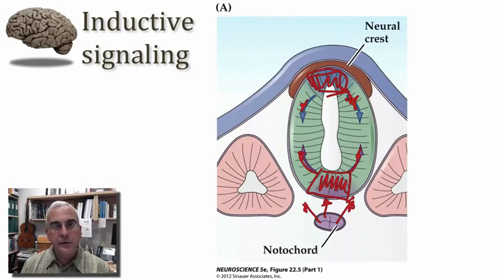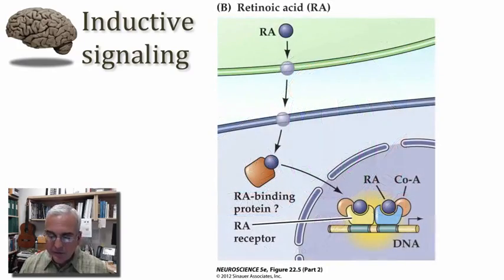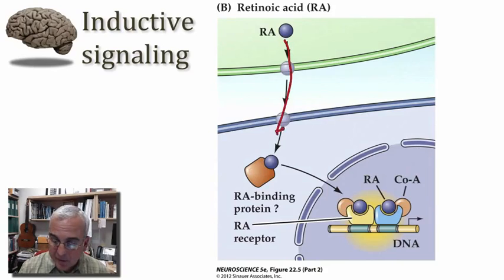So I'd like to give you some specific examples of some of these inductive signals so you have a bit of a feel for really what's going on here. One of the best understood inductive signals is called retinoic acid. Retinoic acid is a small lipophilic molecule metabolized from vitamin A. It's a very important inductive signal, and it's one of the principal substances that explains the importance of vitamin A for early brain development.